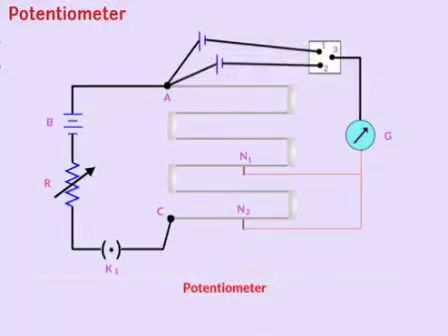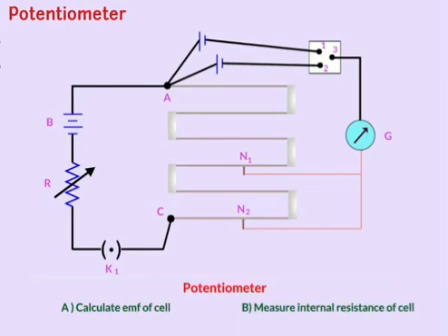Potentiometer. It is used to calculate EMF of a cell. Also, it is used for measuring internal resistance of a cell.